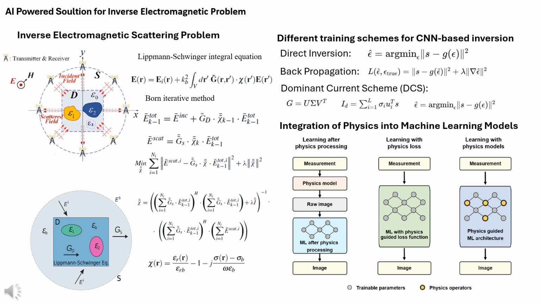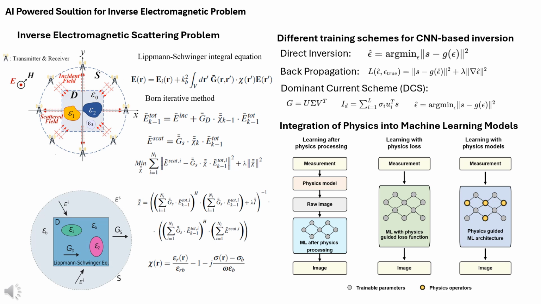In this scheme, CNN training is performed using backpropagation with physics-informed loss functions, which may include Tikhonov regularization, improving the inversion process by penalizing unrealistic solutions. Three, the dominant current scheme, DCS, emphasizes the dominant current contributions in the inversion process. The dominant current can be obtained by singular value decomposition, SVD, of the forward model matrix G. This approach allows for faster and more accurate computations.